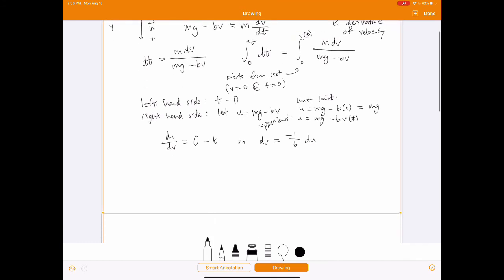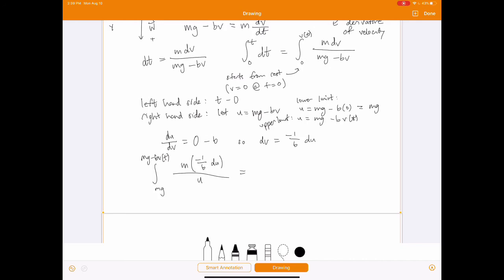Okay? So now let's make all those different substitutions. So first of all, I have m times dv, which I just said is minus 1 over b times du. And then on the bottom, I have mg minus bv, which we said is just equal to u. And then my limits have changed. My lower limit before was 0, but now it's mg. And my upper limit before was v, and now it's mg minus b times v. Okay. So that's the integral we have to do.